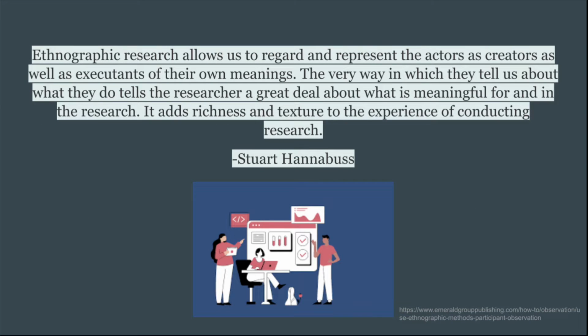Stuart Hannibus, who is an honorary chaplain at the University of Aberdeen, made a statement about ethnographic research, which says, "Ethnographic research allows us to regard and represent the actors as creators as well as executants of their own meanings. The very way in which they tell us about what they do tells the researcher a great deal about what is meaningful for and in the research. It adds richness and texture to the experience of conducting research."